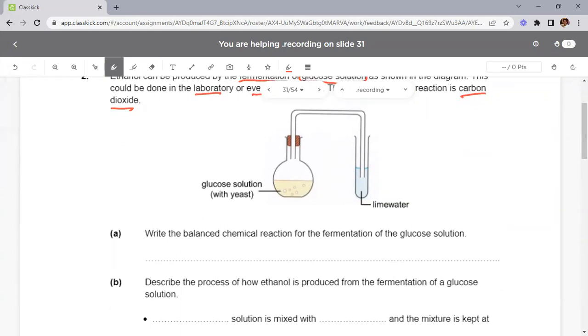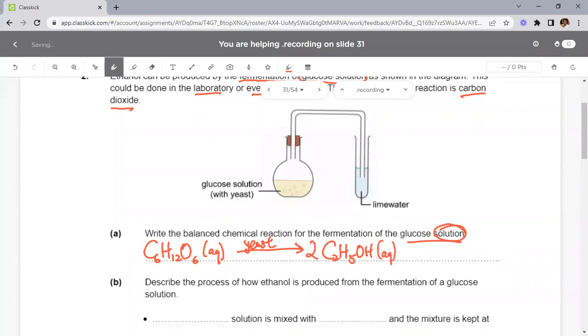So this is the balanced chemical equation. We will first have C6H12O6, because it's a glucose solution. We will put yeast as the catalyst to let the whole reaction run. Our product will actually be C2H5OH. This is your ethanol. You can have two of them. And because there's water there, it dissolves in it, so it's aqueous. Plus, I'm going to have two carbon dioxide gas. Two molecules of carbon dioxide gas evolving. So one glucose is going to give me 2 units of ethanol and 2 units of CO2. So this is a balanced chemical equation. We convert glucose into ethanol.